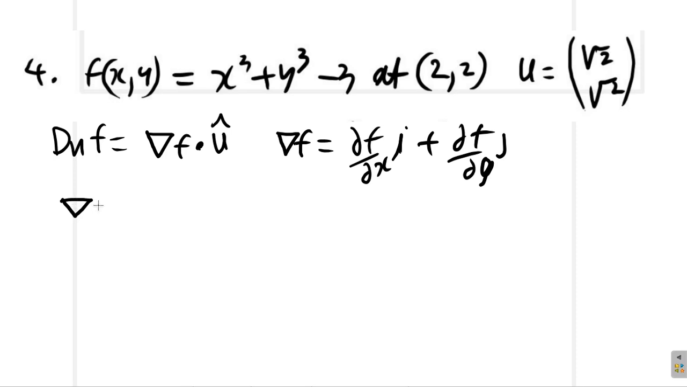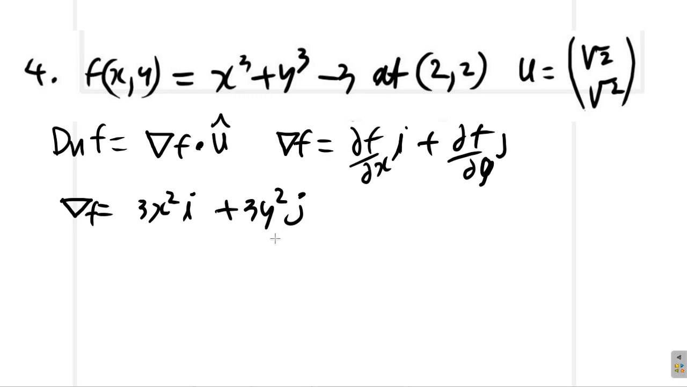So the gradient vector in this case, delta f by delta x is what? It's going to be 3x squared. Alright, that's it. I didn't need this bracket. It's just one thing. So it's 3x squared i plus delta f by delta y is what? 3y squared j. Okay. That's it.